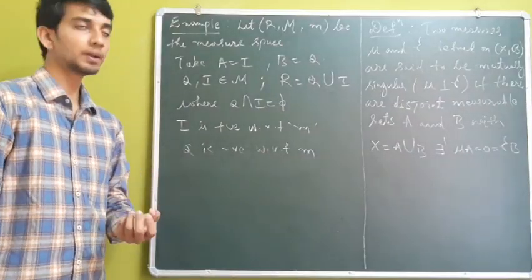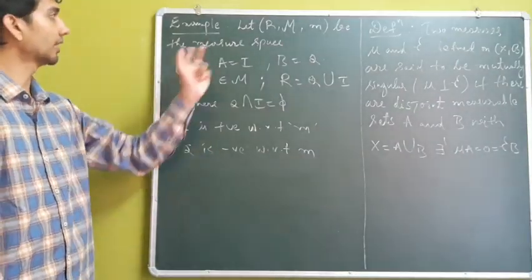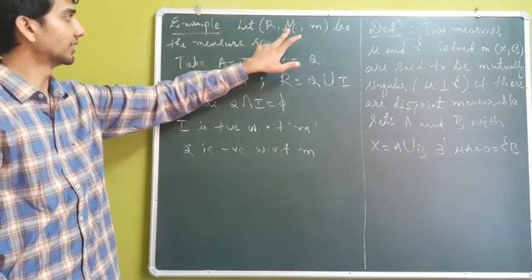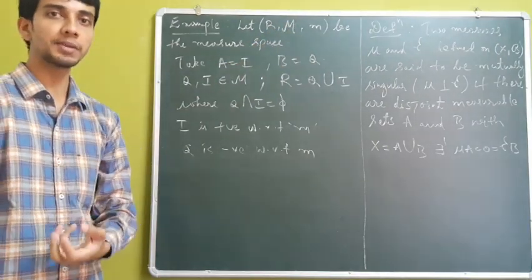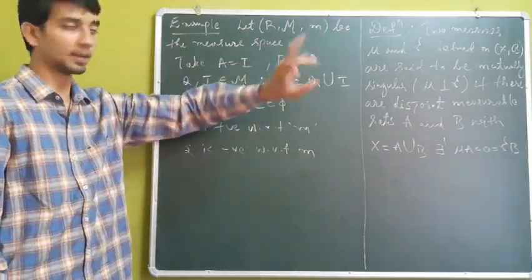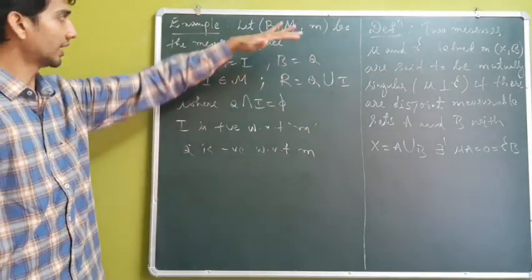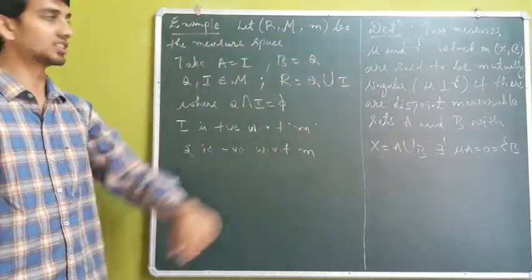Next, as an example of the Hahn decomposition theorem, if R is a set and M is the collection of all Lebesgue measurable sets and m is the Lebesgue measure defined on it, we have (R, M, m) to be a measure space.